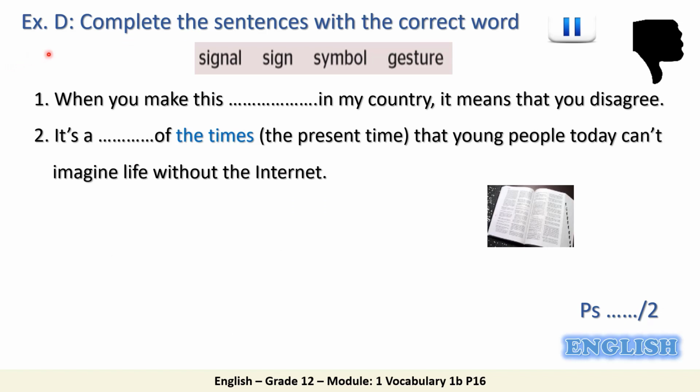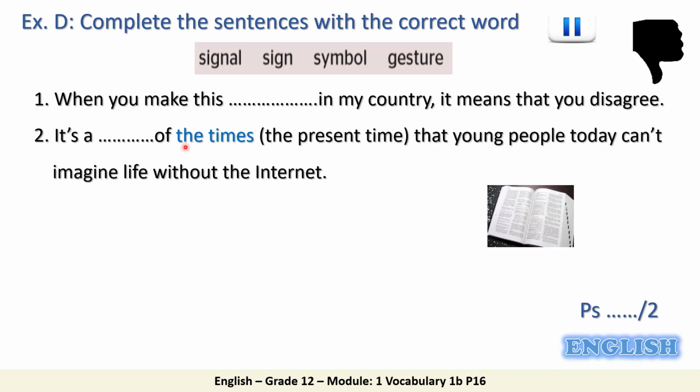The last task in this video is exercise D. Complete the sentences with the correct word. There are 12 sentences in this exercise. Pause, take your time, answer the 12 sentences, and then follow the video.